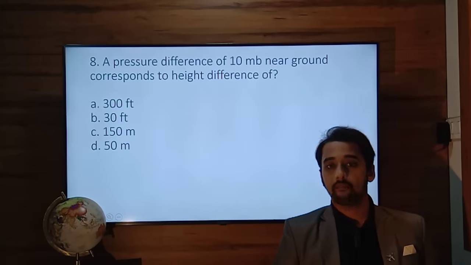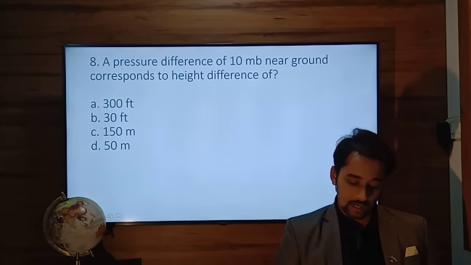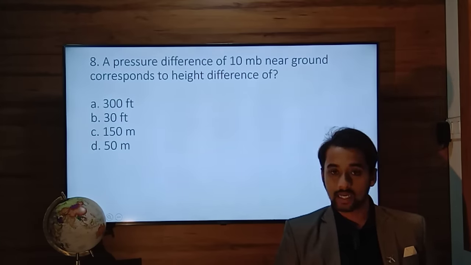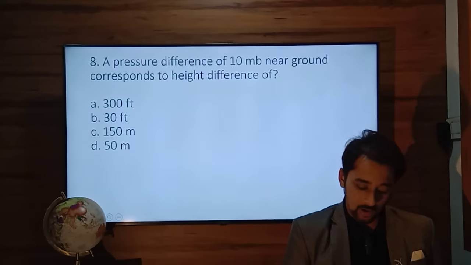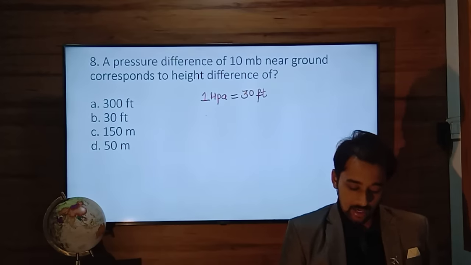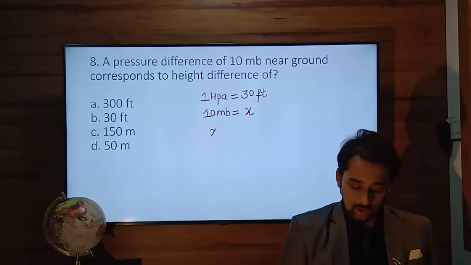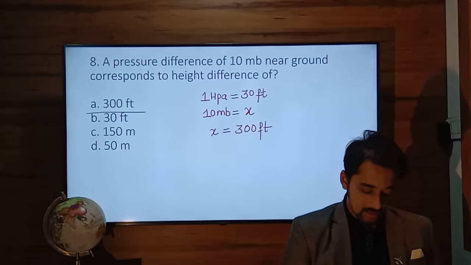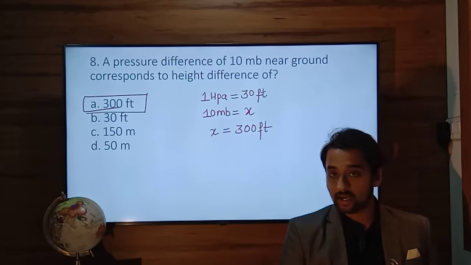Next question: a pressure difference of 10 millibars near ground is equal to a height difference of what? We know that 1 hectopascal of pressure difference is approximately 30 feet of vertical distance. So 10 hectopascal will be equal to 300 feet. So the answer will be 300 feet.